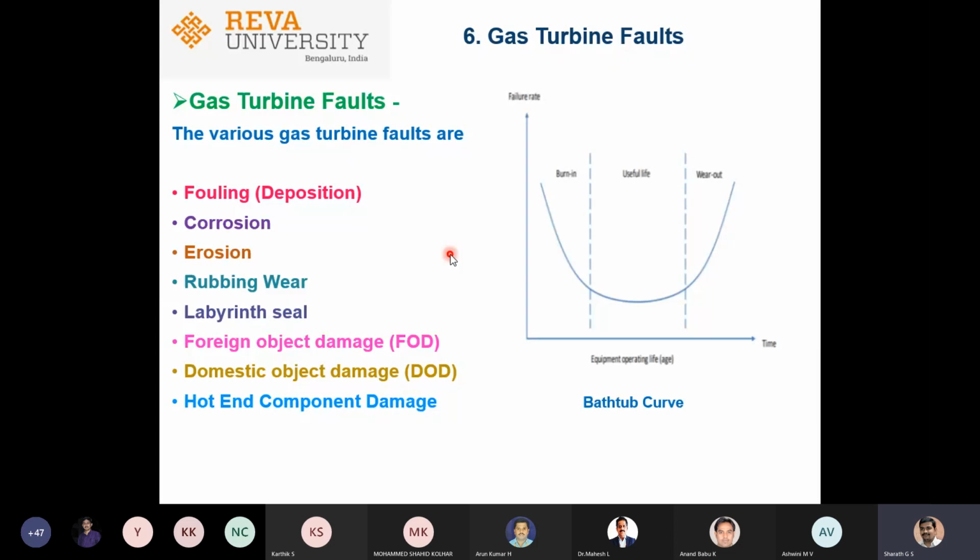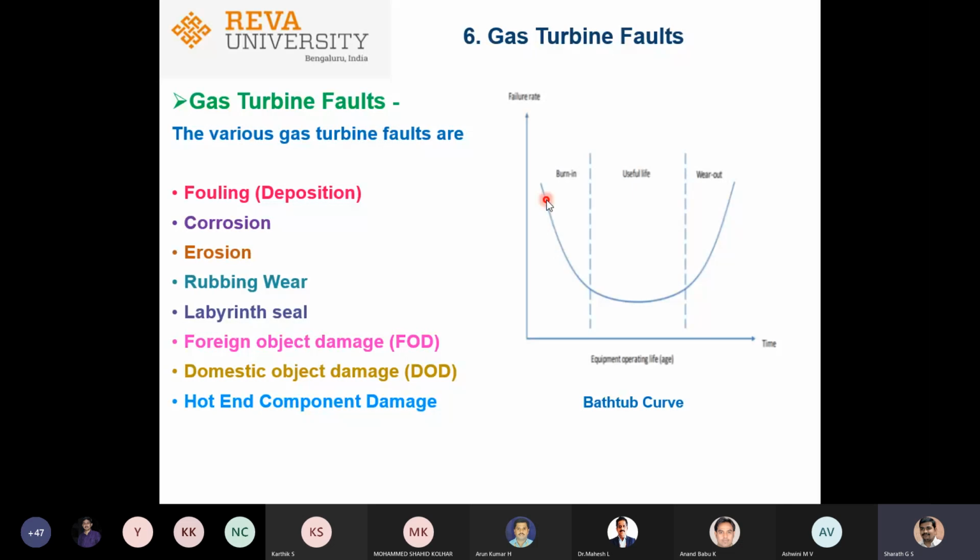Let us see this bathtub curve over here. On the y-axis, we have failure rate. On the x-axis, we have time. When the engine comes out of the assembly line and gets operated, its life keeps on increasing. Initially, we will have a high failure rate. This is due to burn-in, because of the rubbing and all that takes place during the initial phase of the life of the engine. This is called infant mortality in technical terms. This is the burn-in period wherein the failure rate is slightly on the higher side.